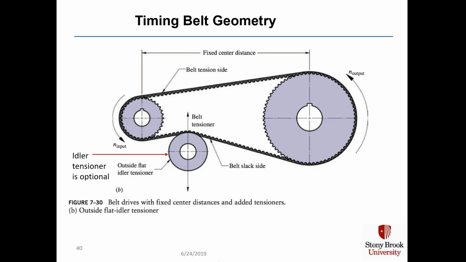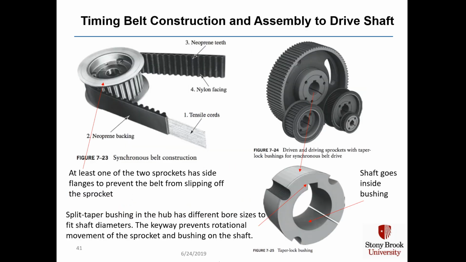Both sprockets rotate counterclockwise. At least one of the two sprockets has side flanges to prevent the belt from slipping off the sprocket. This one in particular on the left side is made of neoprene. It has a nylon facing, neoprene teeth, and internally within the neoprene backing is tensile cords that are often made out of steel. Split taper bushings in the hub have different bore sizes to fit shaft diameters.